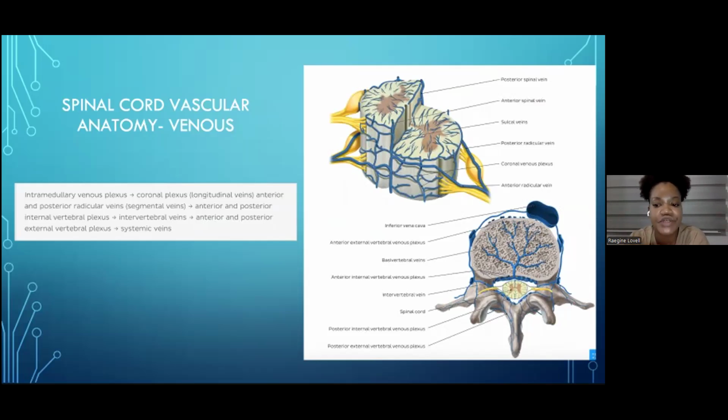The largest radiculomedullary vein is called the great anterior radiculomedullary vein, and drains the thoracolumbar cord. It can be mistaken for the artery of Adamkiewicz due to its size and location. So these radiculomedullary veins then empty into the internal vertebral plexus of the extradural system. The vertebral venous plexus is also called the Batson plexus. It has the internal, external, and basivertebral plexus, and the anterior and posterior external vertebral plexus then enter into the systemic veins.